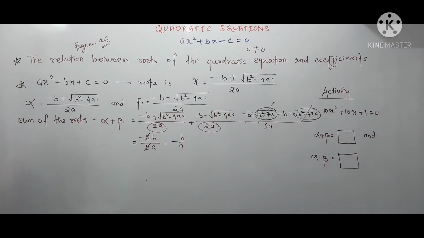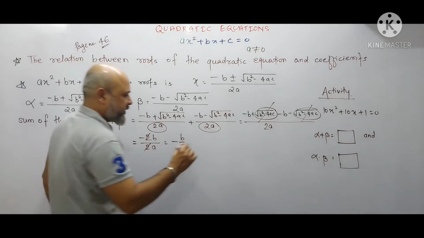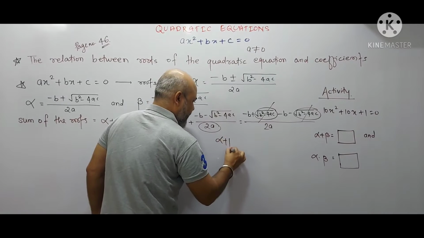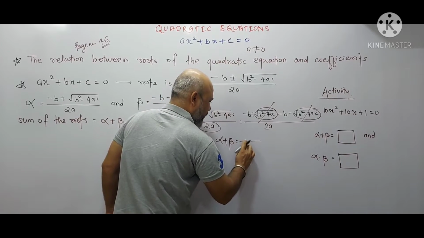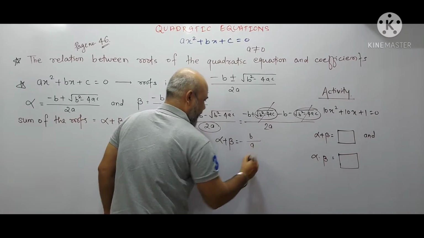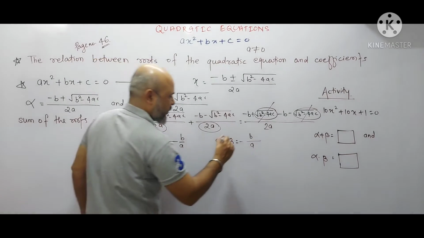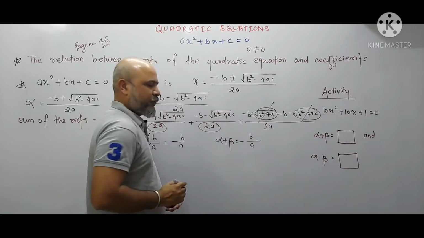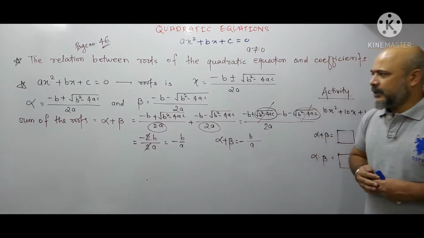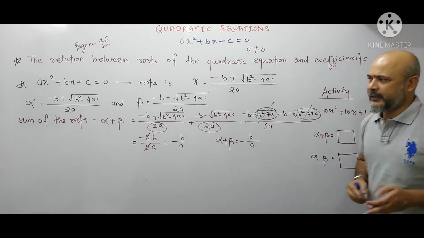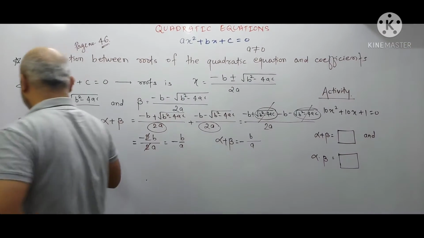Okay, so what is the sum of the roots? The sum of the roots, that is alpha plus beta, is equal to −b/a. Okay, what is the sum of the roots? Alpha plus beta. So the sum of the roots alpha plus beta is equal to −b/a. Now we will find the product of the roots. Okay, product of the roots.